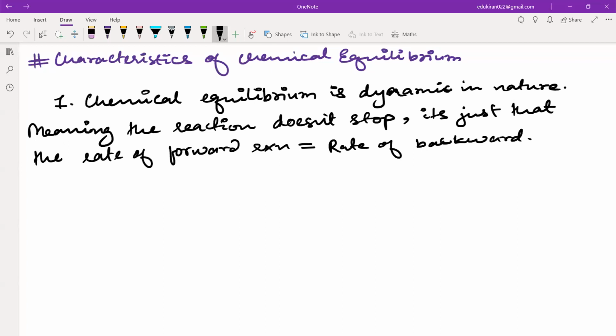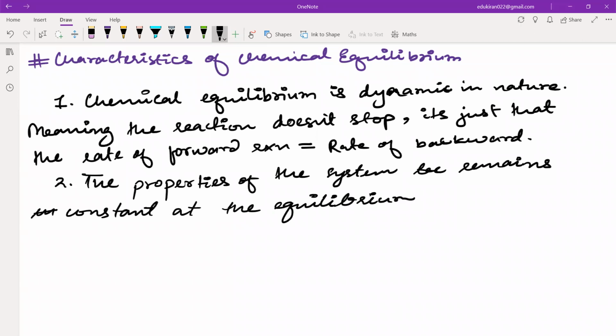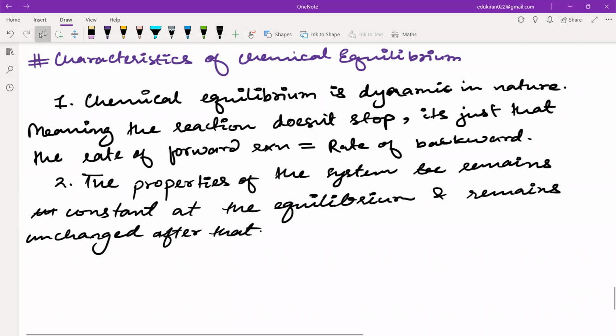Now, next is the properties of the system remain constant, remain unchanged, at the equilibrium, and remain unchanged after that.